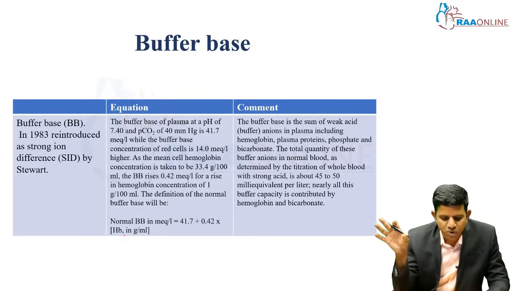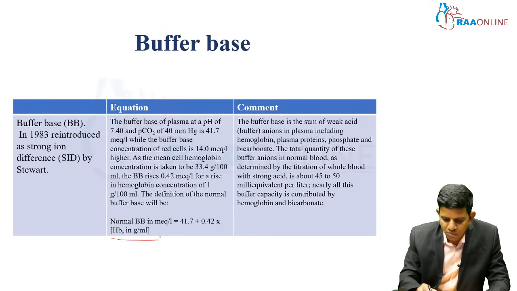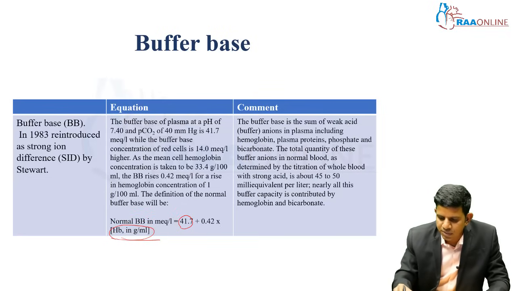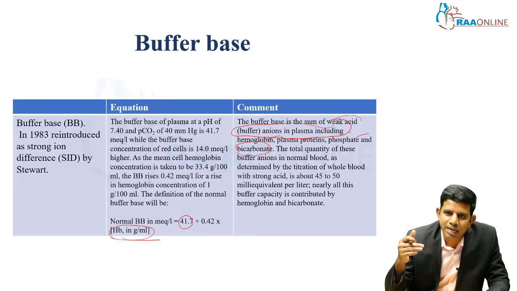So, there is a formula to calculate the buffer base, which we already discussed: the normal buffer base equals 41 plus 7 into 0.42 into our hemoglobin level. We already discussed that buffer base is the weak acid anions, the buffer anions in the blood. It includes the hemoglobin, plasma proteins, phosphates and the bicarbonate. Hemoglobin, plasma proteins and phosphates are called the non-carbonic acid buffer system. Bicarbonate is the carbonic acid buffer system. The combination of both, the bicarbonate and non-bicarbonate buffer systems, the concentration of both together is called the buffer base.